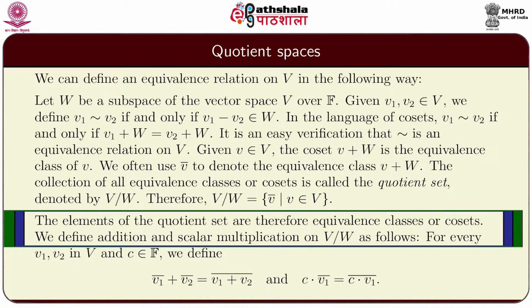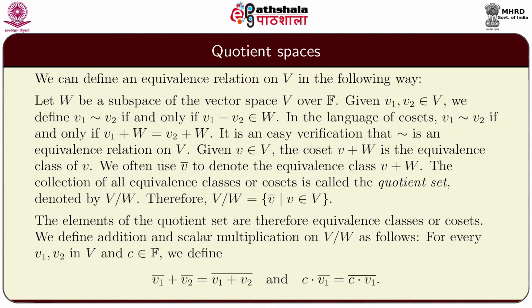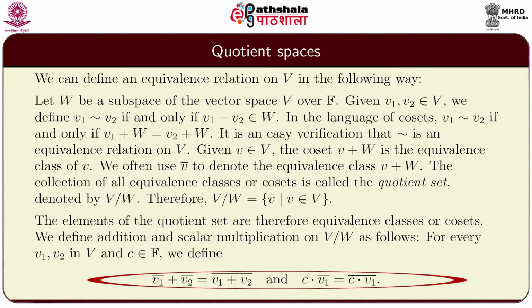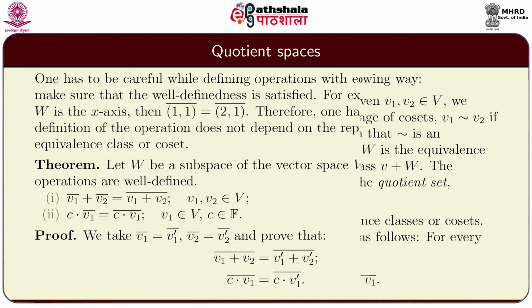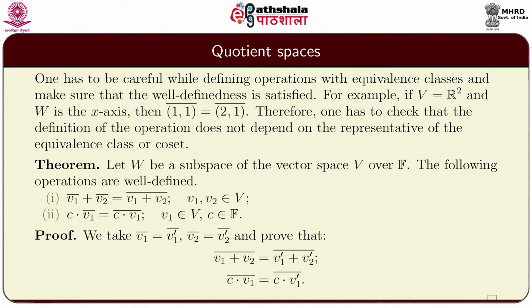We can define addition and scalar multiplication on V by W in the following fashion. For vectors V1, V2 in V and scalar C, we define V1 bar plus V2 bar is V1 plus V2 bar, and C times V1 bar is CV1 bar. One has to be careful while defining operations with equivalence classes and make sure that the well definedness is satisfied.